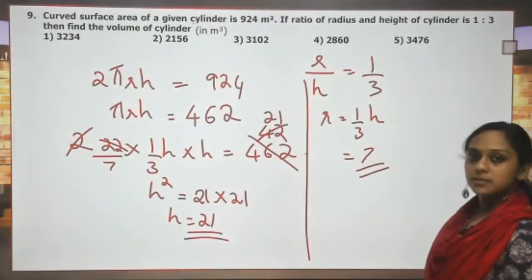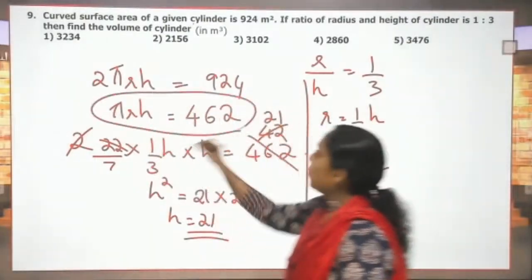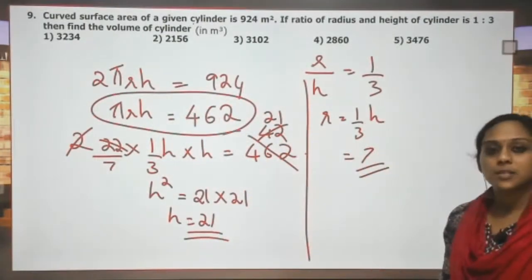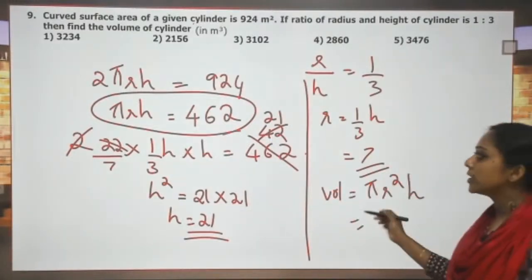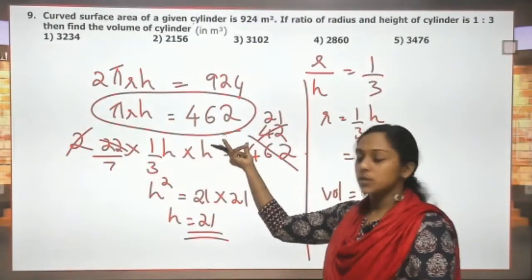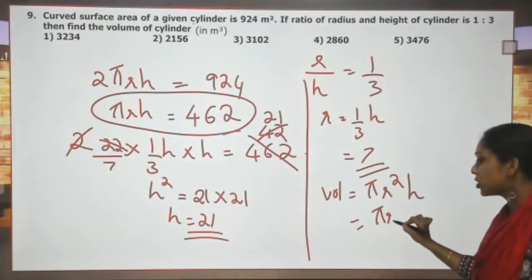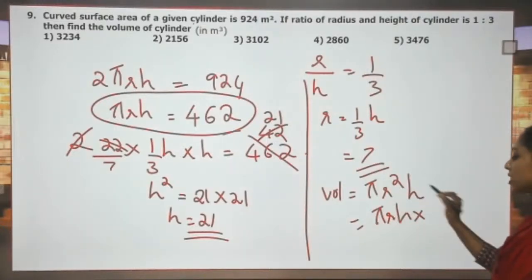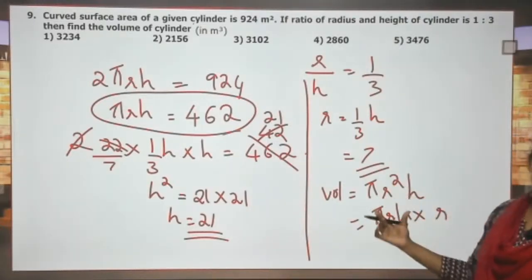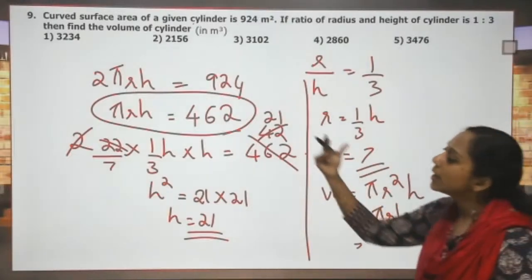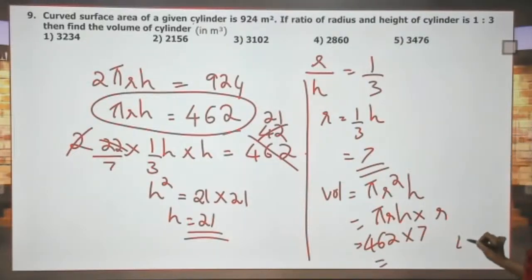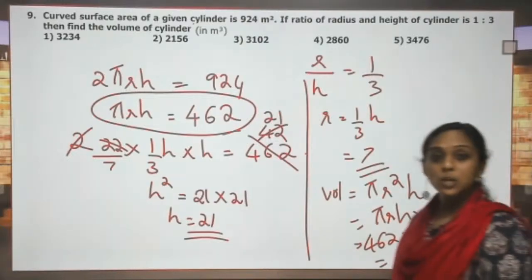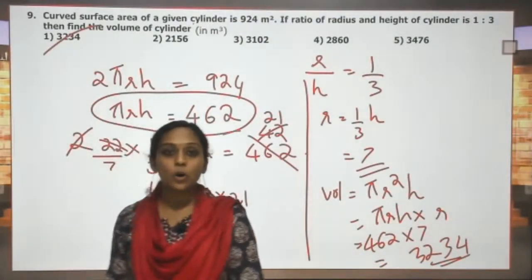If radius is 7, what is our question? Volume of a cylinder. What is volume of a cylinder? Volume is pi r square h. You know pi r h is 462. So, pi r h into r will give you pi r square h. So, pi r h is 462 into what is r? 7. So, that will be 3, 2, 3, 4, that is option 1. 3, 2, 3, 4, option 1.